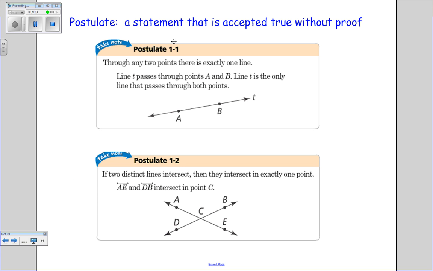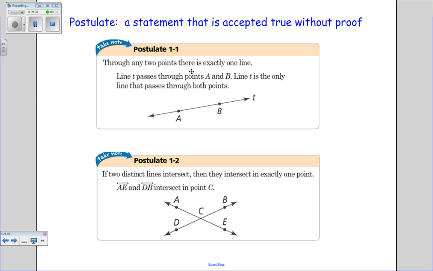Now, a postulate. This is a new vocab word. It's a statement that is accepted true without proof. So, when you were a little kid, someone told you the sky was blue, and you just learned that that color was blue. You just believed it. No one had to prove it to you. It's just blue. So these are things in geometry that we just believe are true. No one proves it. We just go, yeah, that makes sense. I can work with that.